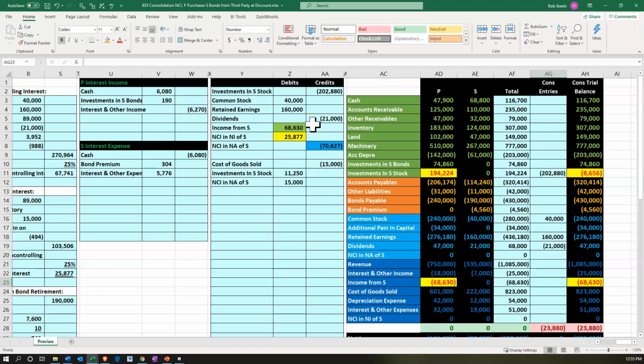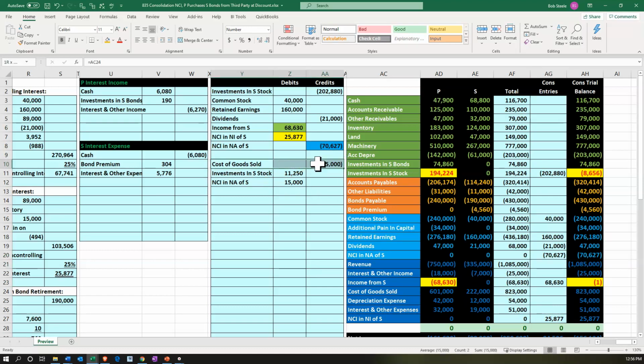Income from S. Looks like this is going to go all down to 0 right there. That's what we like to see, because we want it to be 0 at the end of the day. And it's 0 like at the start of the day. One is rounding. I'm going to call that rounding, so I'm going to say that's okay. So it's pretty much zero basically at the start of the day, which is even better than having to wait till the end of the day. So then we're going to go down and say that non-controlling interest in NI. And so there we have that. And then non-controlling interest in NA is going to be the 70,627. That should put us back in balance.